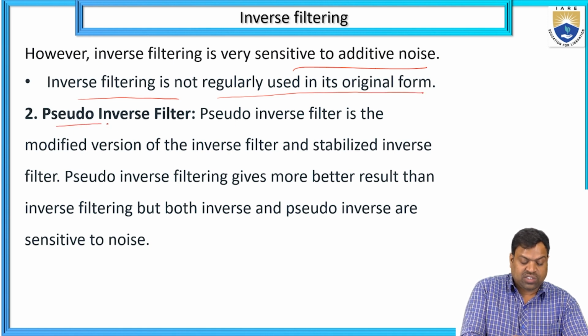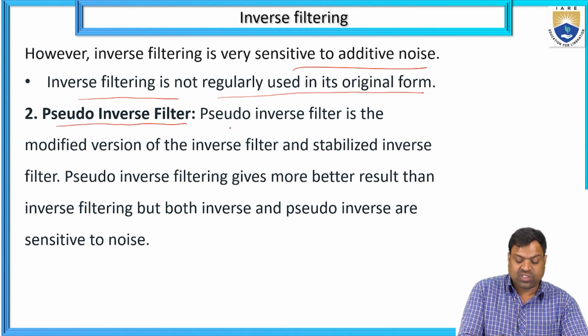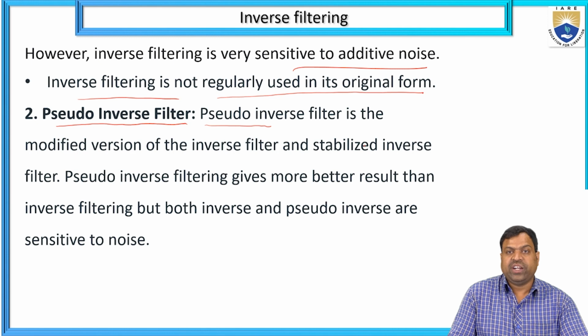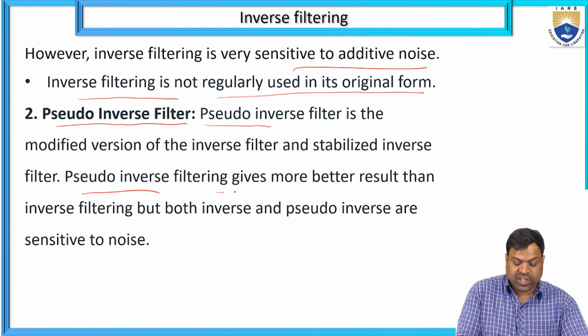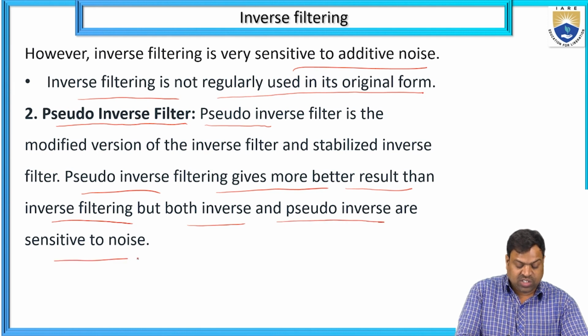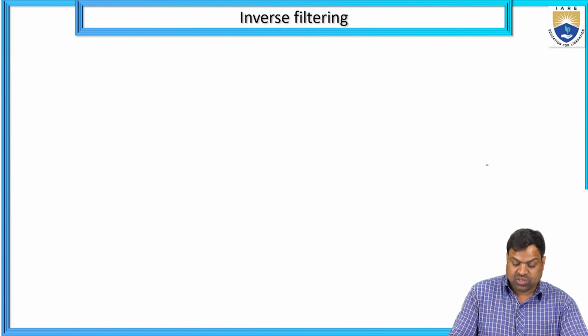So what is the type of pseudo inverse filtering? What is the advantage, and how is it helpful to the inverse? The pseudo inverse filter is the modified version of the inverse filter, a stabilized inverse filter. The pseudo inverse filtering gives better results than the inverse filter, but both inverse and pseudo inverse are sensitive to noise.